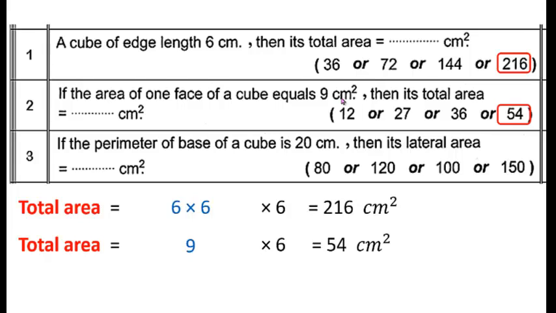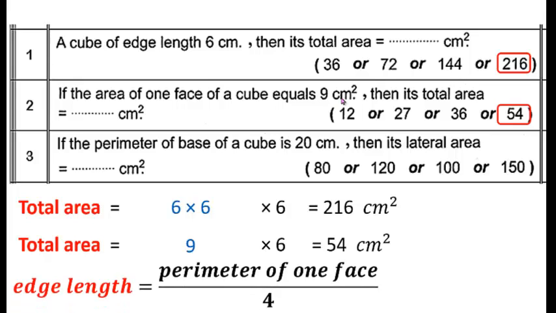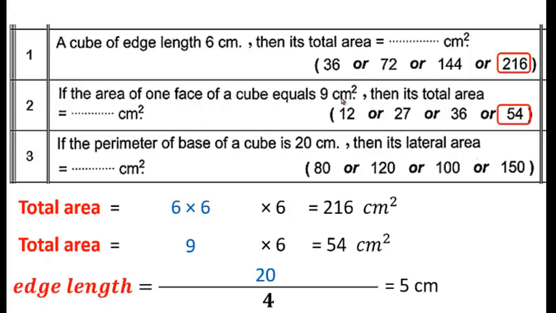Let's go now for our last question. If the perimeter of the base of a cube is 20 centimeters, then its lateral area equals? We have a rule saying that the edge length is equal to the perimeter of one face divided by 4, right? Why should I calculate the edge length first? Because without the edge length, I will not be able to calculate the lateral area. So first, I know that the perimeter is equal to 20. 20 divided by 4, so my side length is equal to 5 centimeters.